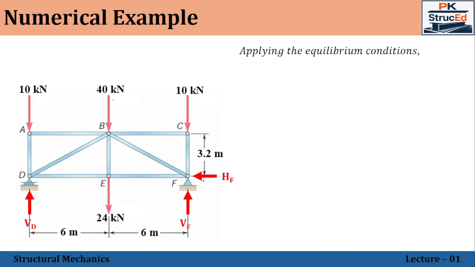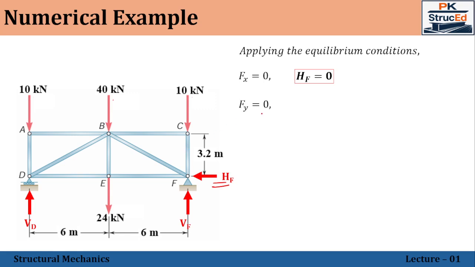Now applying the equilibrium conditions, that is, the forces in the truss, both in the x direction and y direction, will be equal to 0. Let me start with the horizontal force equilibrium, Fx equal to 0, in which we can see only one force is acting in the horizontal direction. There are no other forces acting in the horizontal direction for the entire truss. Therefore, Hf is equal to 0.